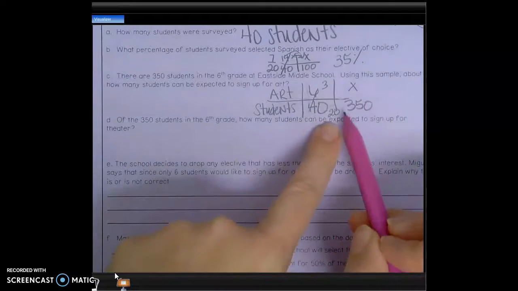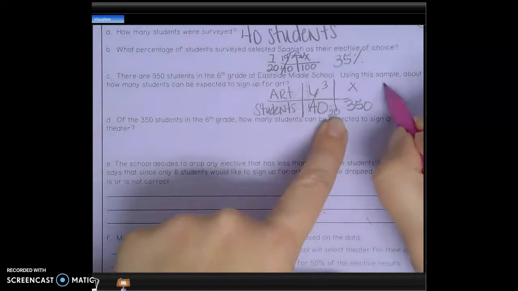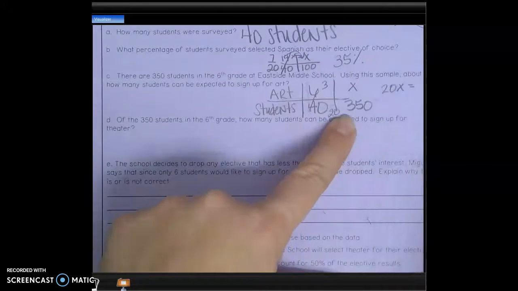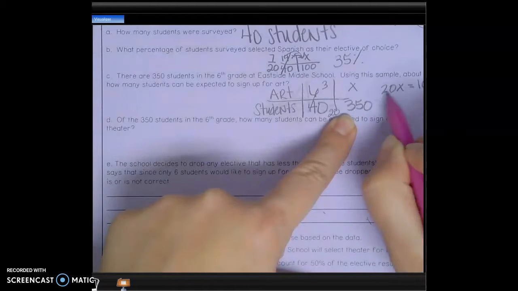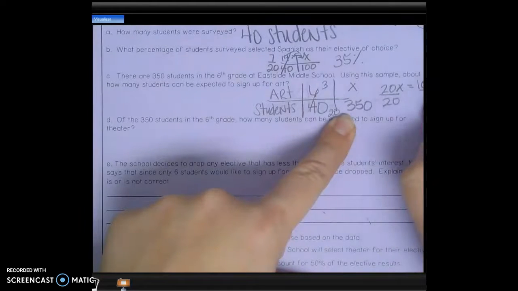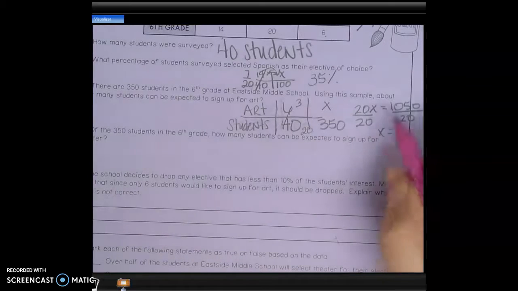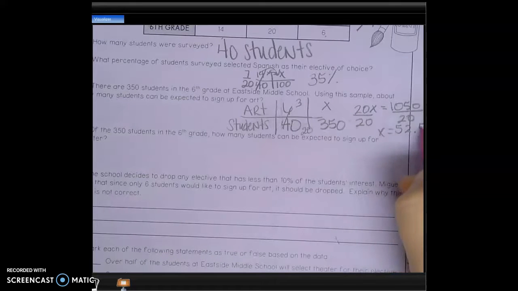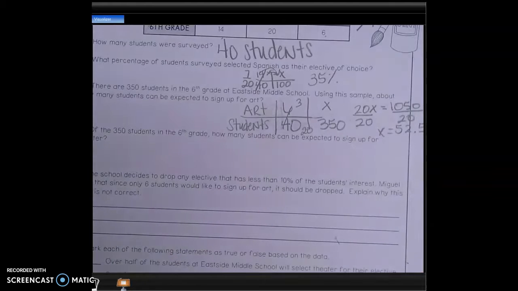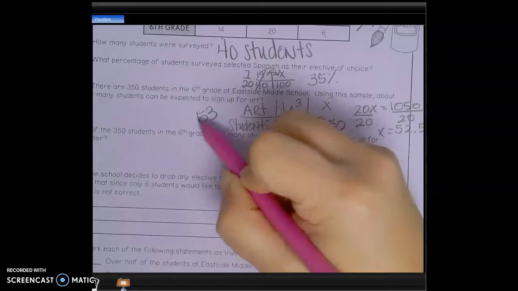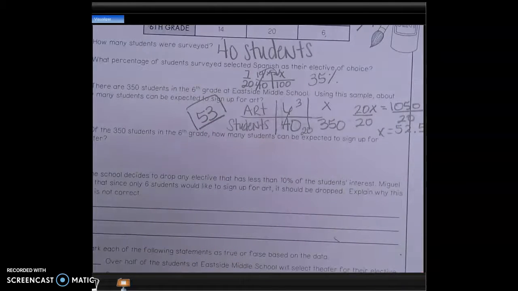Okay. I could do a couple of things now. I could make this 20x, I could cross multiply, and 350 times 3 would be 1050. And then I could divide both sides by 20. Okay, and then if I do 1050 divided by 20, that would give me about 52.5 students. There's no such thing as a 0.5 student, so you would say about 53 kiddos signed up for art out of that sample of 350.